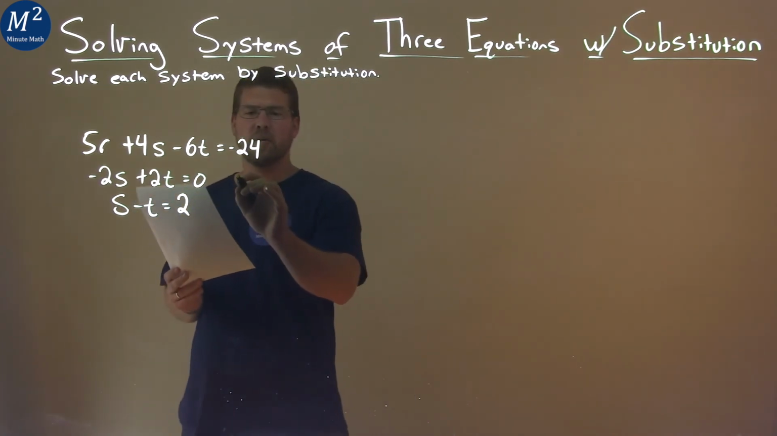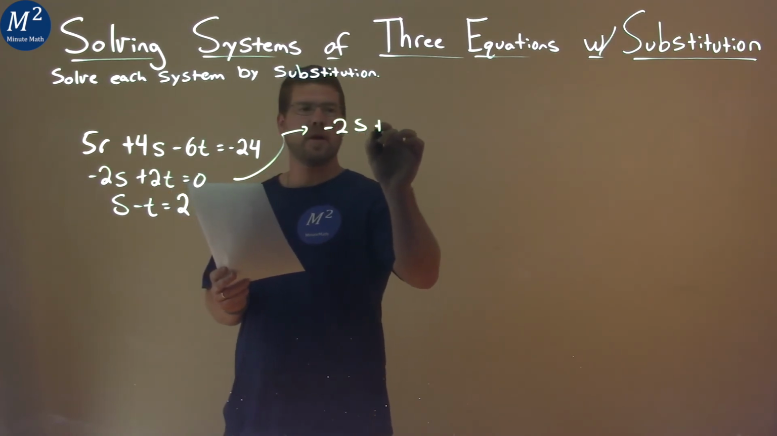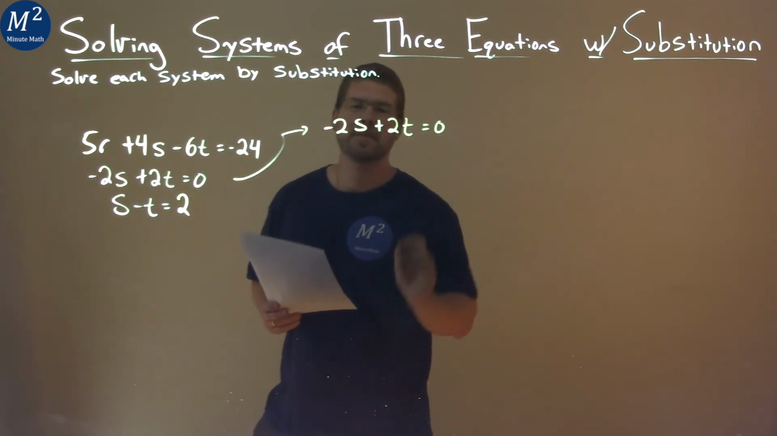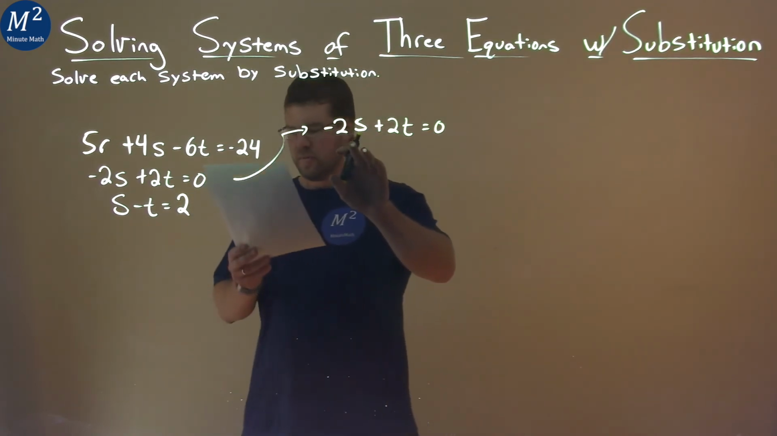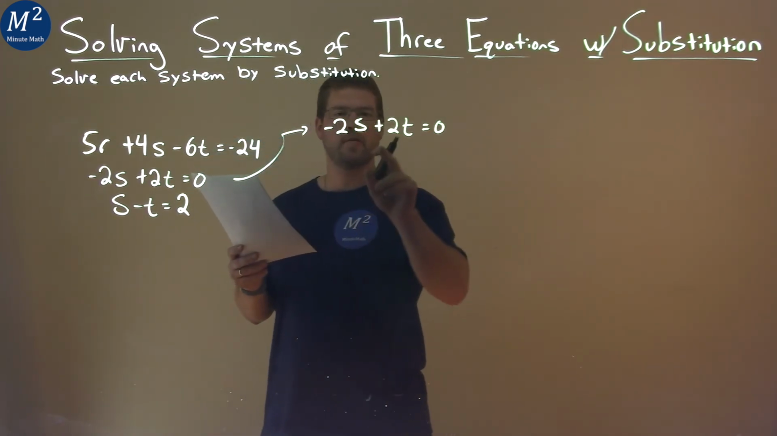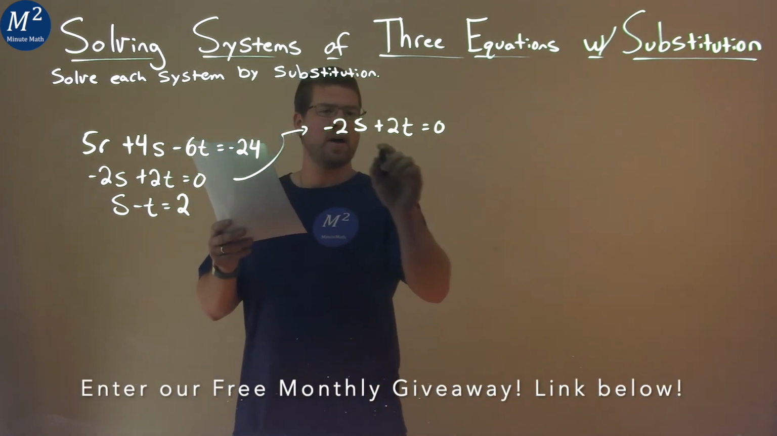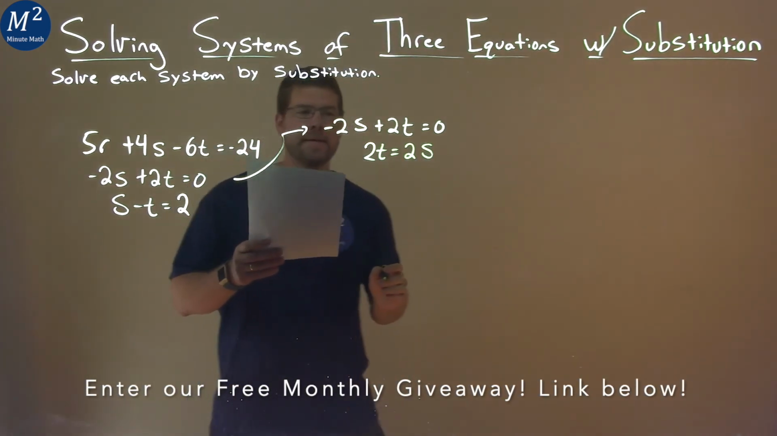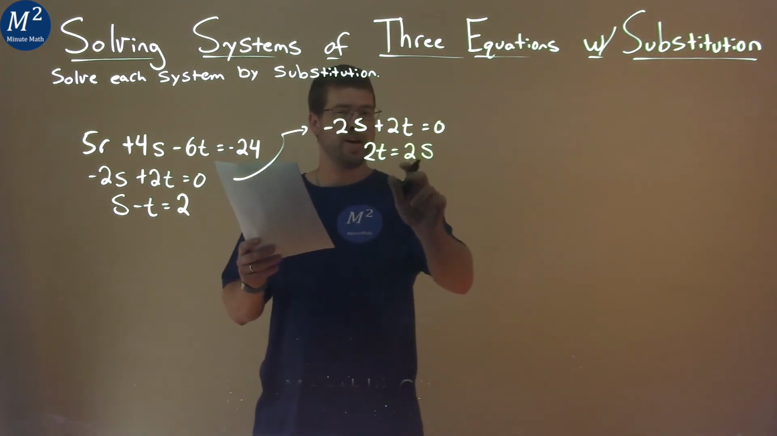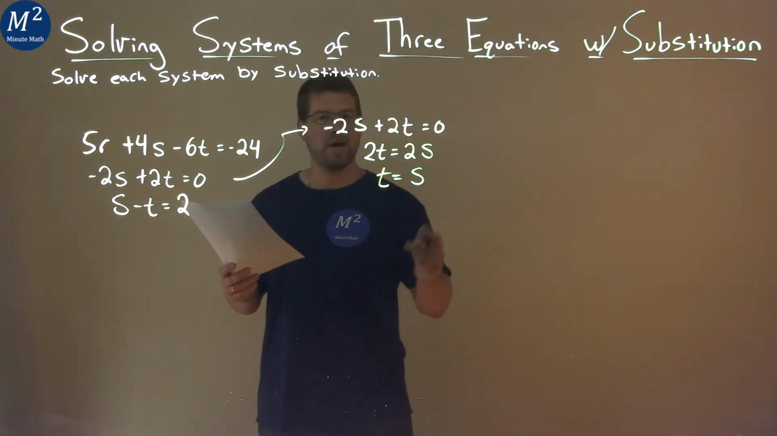Let's look at our second equation right here. Negative 2s plus 2t equals 0. Well, what I'm going to go for, I'm trying to get t by itself here. So if I add a 2s to both sides, I have 2t equals a 2s. Then from there, divide 2 to both sides, and, well, t just equals s. Not too bad. Okay, that happens.